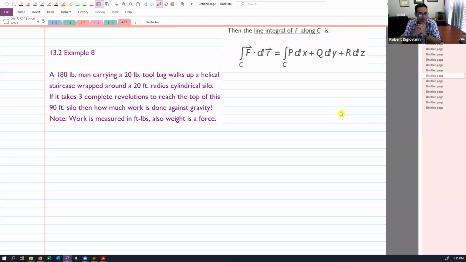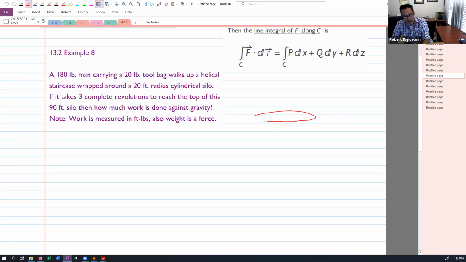All right. So you got this man, 180 pounds, carrying a 20-pound tool bag. So basically you got 200 pounds, right? 200 pounds has to go from the ground, and it has to go up a helical staircase that's wrapped around a 20-foot radius cylindrical silo. Okay, so this is a word problem. This is the first word problem we've had in a long time.